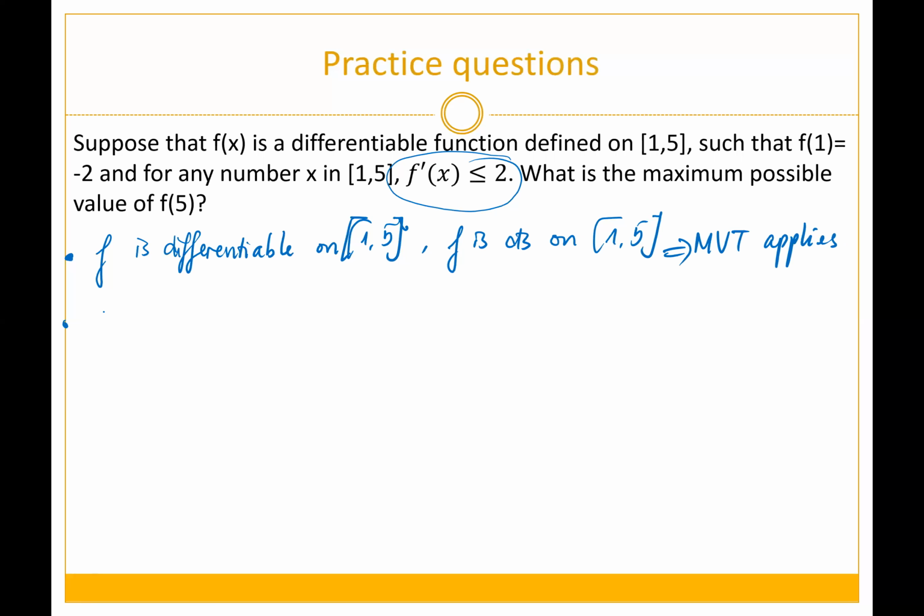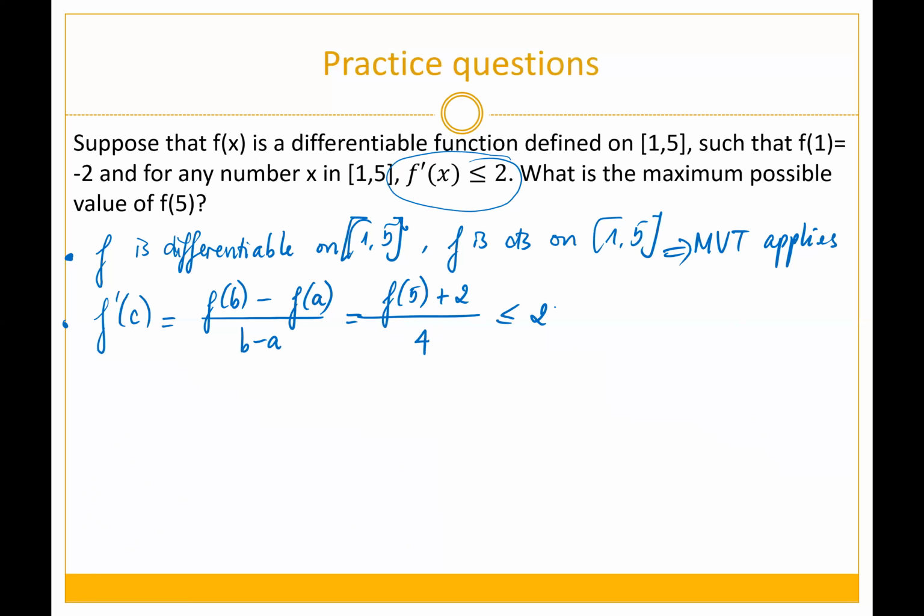So then we have the conclusion of the mean value theorem, saying f prime of x is going to be, you're going to have a value of c that equals f(b) minus f(a) divided by b minus a, which in this case is going to give us f(5) minus f(1), which is f(5) minus negative 2, which is plus 2, and then 5 minus 1 is 4. Now we have f prime of c as given is always smaller than or equal to 5.